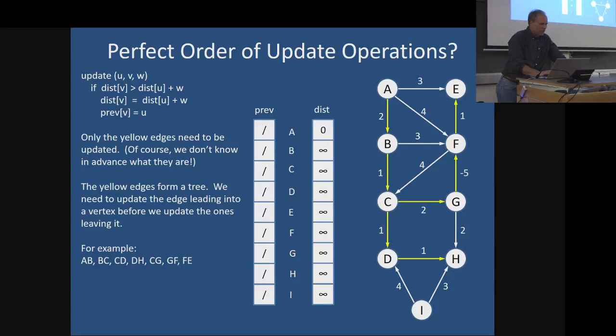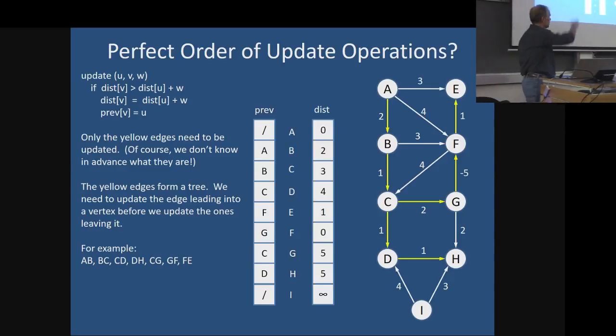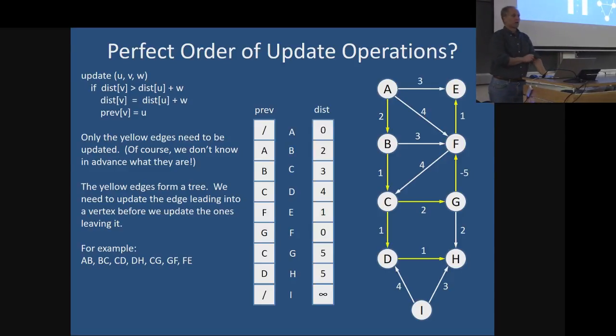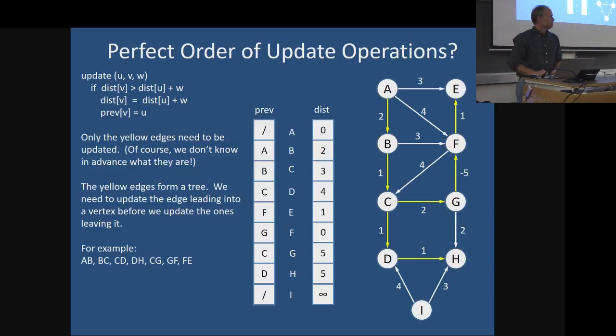This is just talking about what I've been talking about all along. That you want to update the yellow edges in a proper order. So that's updating A, B, then we update B, C, then we update C, D, D, H, C, G, G, F, F, E. So just by doing those updates, you reach the solution. Now to do that, we had to know what the answer was to start with. But if the algorithm could somehow figure that out on the fly, that'd be good.